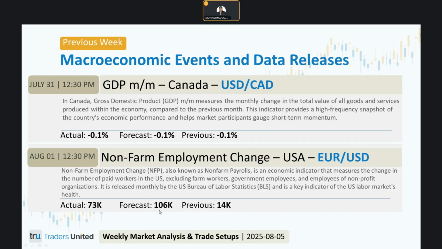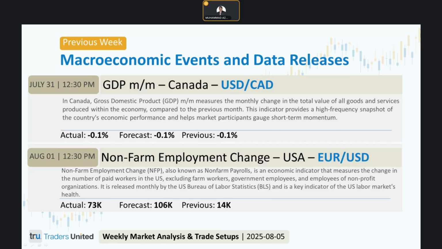Now, the potential market impact on the euro USD is, well, the expectation was that we might get a 106K number or greater than that, but we got a 73K number. So people were thinking that we might get a surprisingly strong reading of 106K. That would show a robust market resilience, possibly reinforcing expectations for tighter Fed policy. This would support the US dollar and likely push the euro USD lower, especially if wage growth also surprises to the upside.